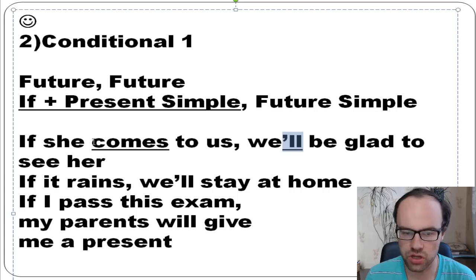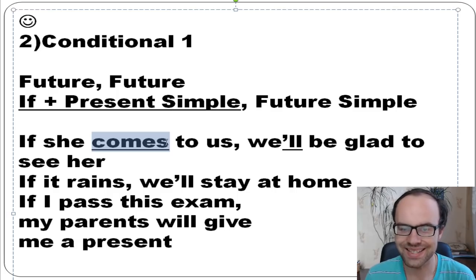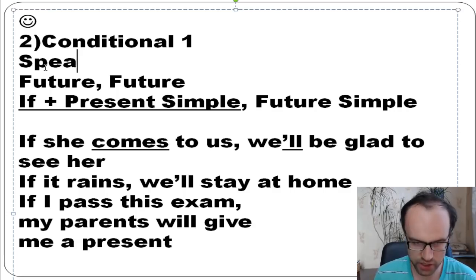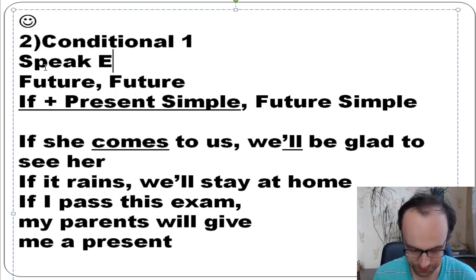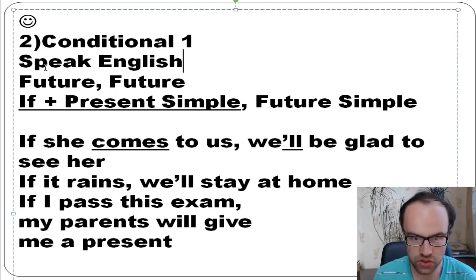It's about the future, but you have to use present simple after if. Why? Because it's a rule. It's English grammar, and you need to know this grammar to speak English confidently, fluently, accurately, and without mistakes. Okay, so I will write this. I'm not a lazy person, so I'll write it down for you.